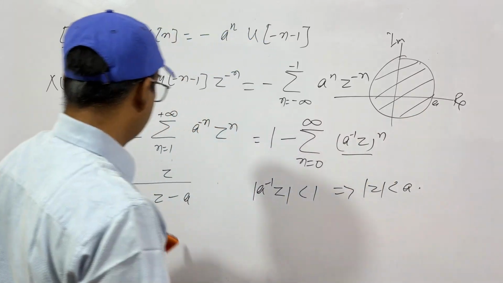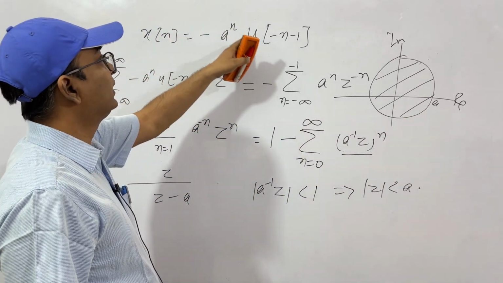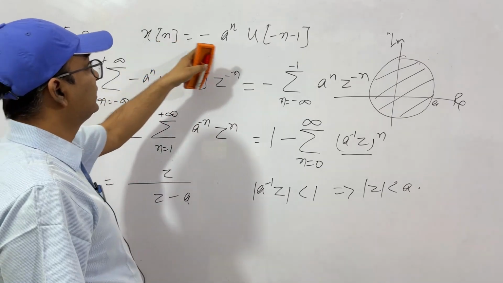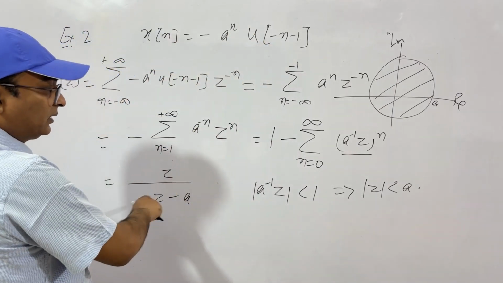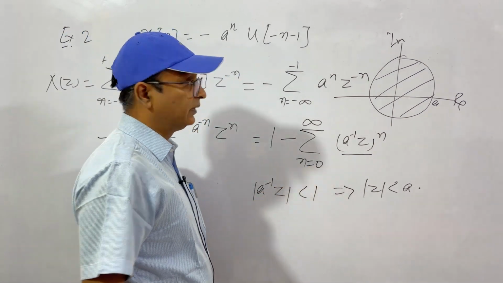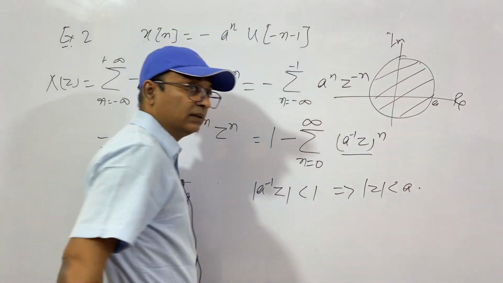So although the function that we have got for the first one, when the sequence was a to the power n u n, and the second one, when it is minus a to the power n u of minus n minus 1, the expression is same, but region of convergence is different. There it was out of this circle, and here it is inside this circle. Clear?